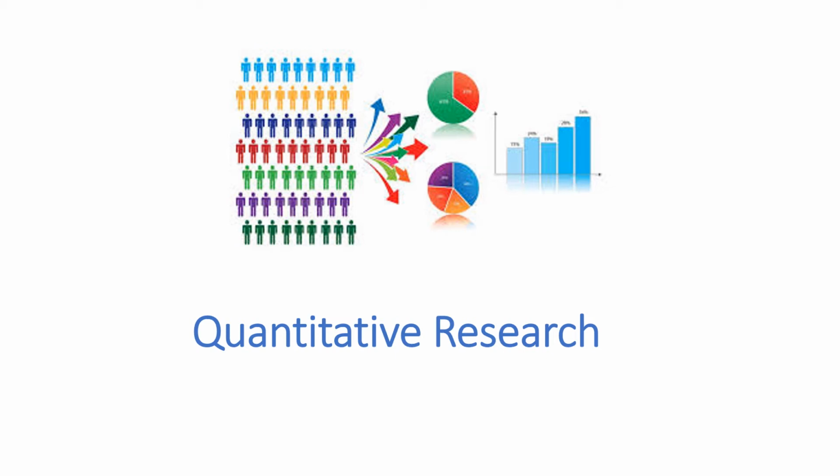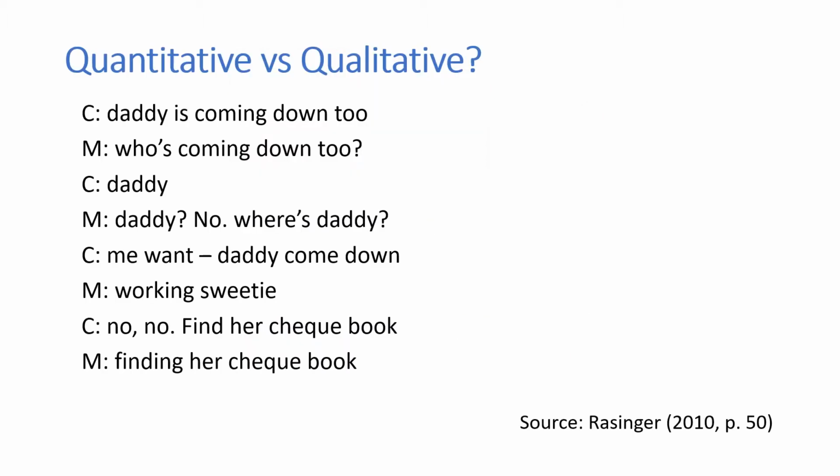So the second part of our talk today is going to focus on three types of quantitative research designs. Let's take a look at some data to see how qualitative and quantitative research differ. The slide shows an extract from a conversation between a mother and child of about 2 years old. Most of us in linguistics are quite familiar with this type of data. Now, how do we go about analyzing it?